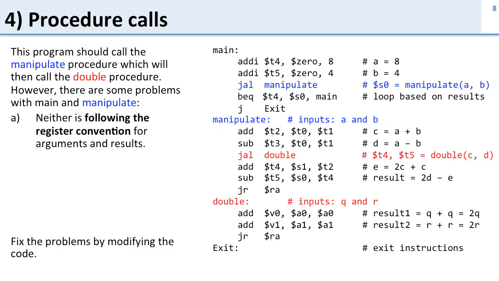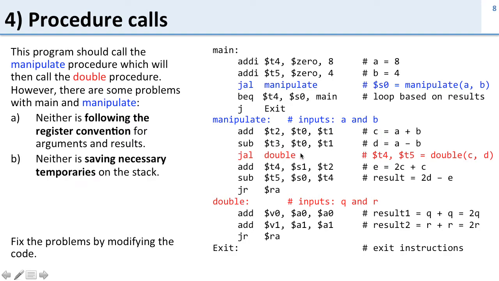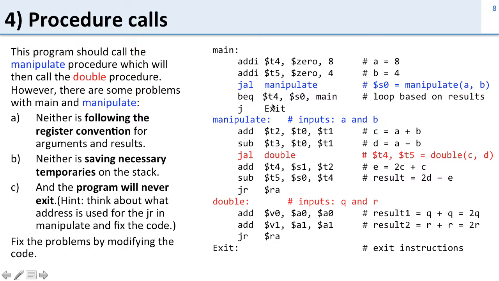None of these are following the register conventions for arguments or results. So if you look at manipulate here, it's expecting its inputs to be in T0 and T1. But if we look at what's happening over here with main, it's putting its data in T4 and T5 for manipulate. So we don't have the right register convention, we're not going to get the right data to the right place. Also, none of these are saving the necessary temporaries on the stack. If you go to use a variable like T4 here, you need to save that before you jump into a procedure, and main isn't doing that. And finally, the program's never going to exit, and it's not going to exit because we didn't save RA at any point here. So let's go through and fix this up.